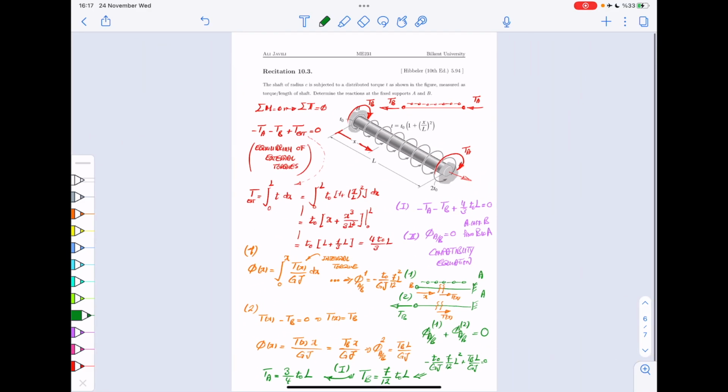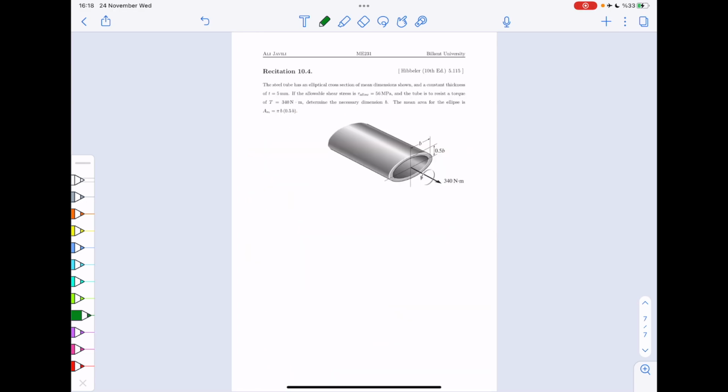Okay, so I think this is as complicated as one of these torsion exercises can get. It's a very, very good exercise to make sure you understand every step. It has distributed load, and it has also this statically indeterminate discussion. Do you have any question? All right, so that was the third exercise.